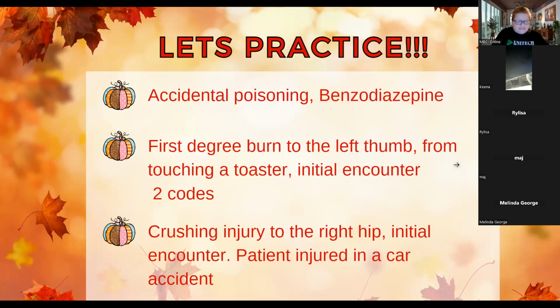Sometimes it's easier just to get into the section and start reading through the descriptions and see what's gonna work and what's not, instead of spending all kinds of time in the alphabetic index. So V49.9. All right, V49, car occupant injured in other and unspecified transport accidents.